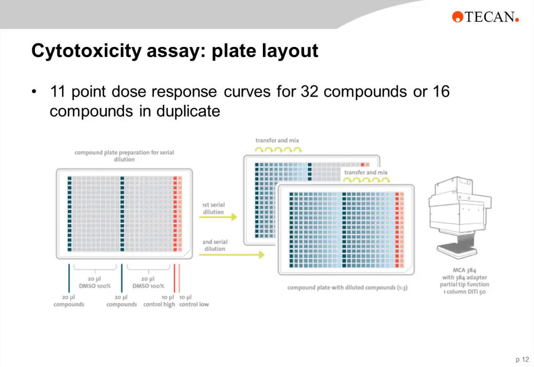After this, the disposable tips are dropped to avoid any cross-contamination. A new column of disposable tips is picked up, and the serial dilution is done in the second half of the 384 well plate. With this plate layout, you can either have an 11-point dose response curve for 32 compounds, or you decide to have it for 16 compounds only, but then you would have duplicates. Let's have a look at the data.